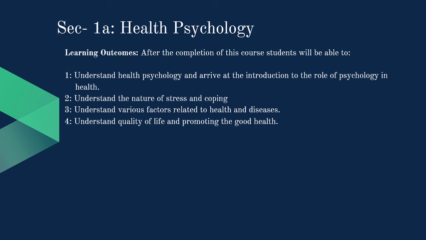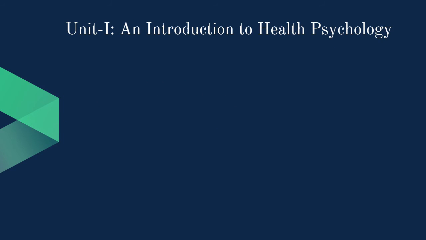So the ultimate aim of this paper is that each one must understand the concept of quality of life, and at the same time we must also know certain points that will help us to promote good health, both physical and mental. So let me tell you that in this paper we will be having 4 units. The first unit is an introduction to health psychology. In this chapter, we will be studying the following points. The first one is health psychology, the definition, nature, and aims.